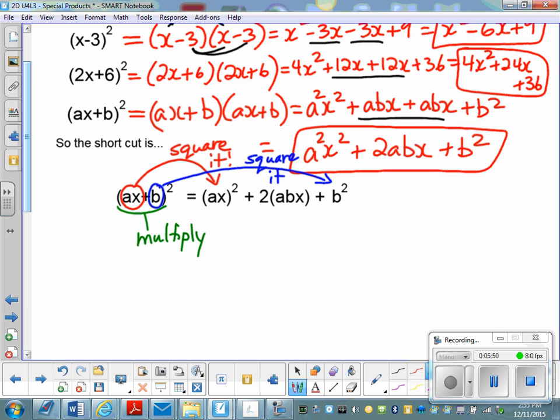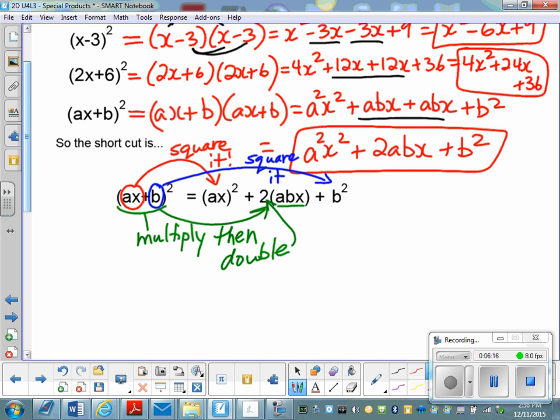And then to get the middle term, I multiply the two terms in the bracket. So I multiply ax times b, and that gives me abx. And then I multiply by 2. So I multiply those two terms together, and then I double them. And the double them is just the 2.